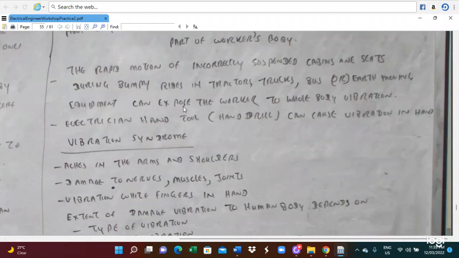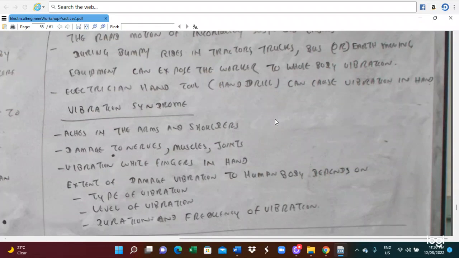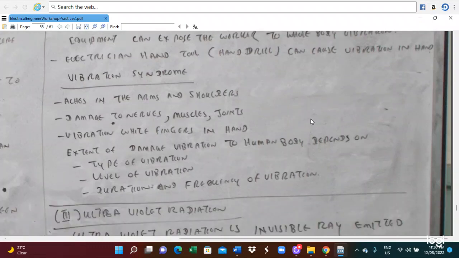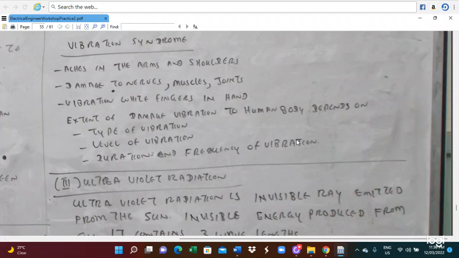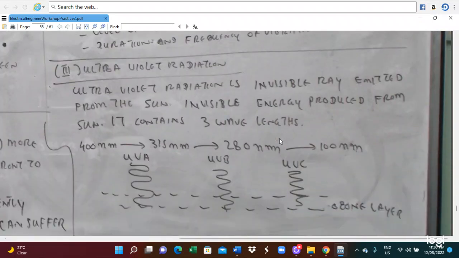In this case of vibration, the worker can suffer itching in the arms and the shoulder, also damage to the nervous system, and vibration white finger in the hand can happen. The type of vibration, level of vibration, and the duration and frequency of vibration are the factors that determine the extent of damage to the human body. In the meantime, we also need to be aware of other radiation.